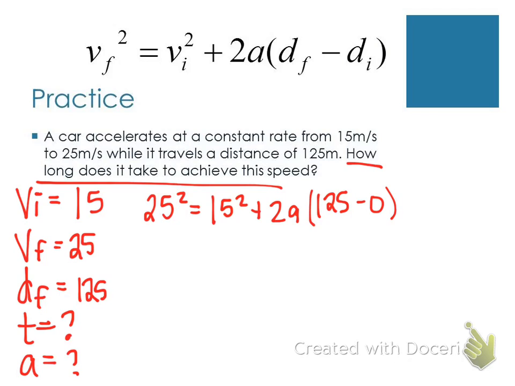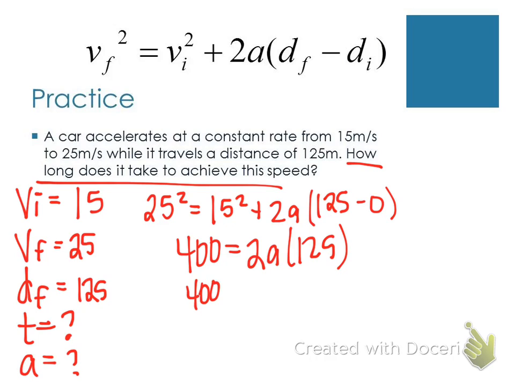So I'm going to take 25 squared minus 15 squared because I'm going to move that to the other side. And I get left with 400 equals 2A times 125, which is 400 equals 250A. And I get my acceleration to equal 1.6 meters per second squared. Okay, the 400 comes from taking 25 squared, which is 625, minus 15 squared, which is 225. That's where the 400 came from. So I just took out one little step there.